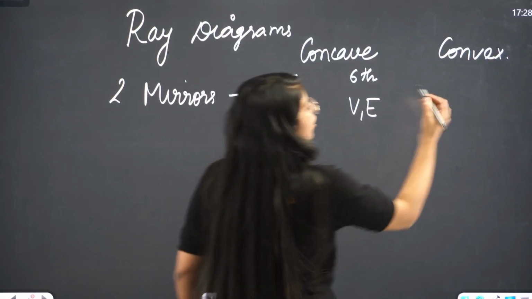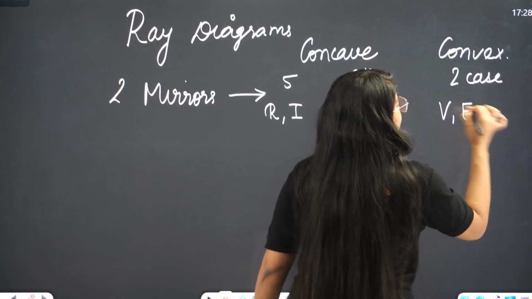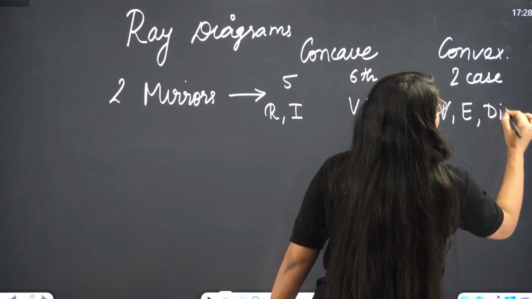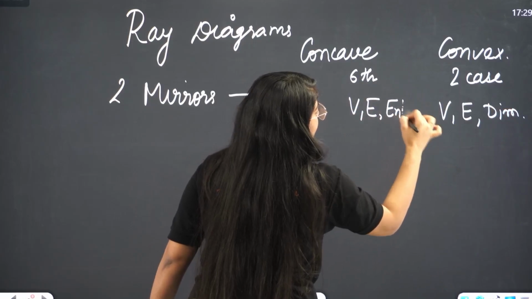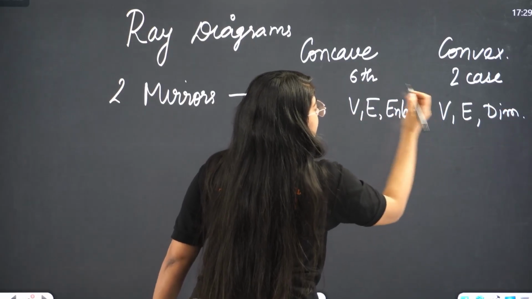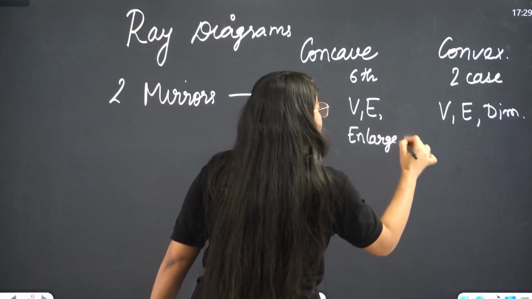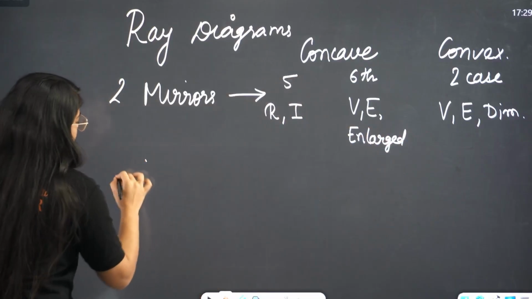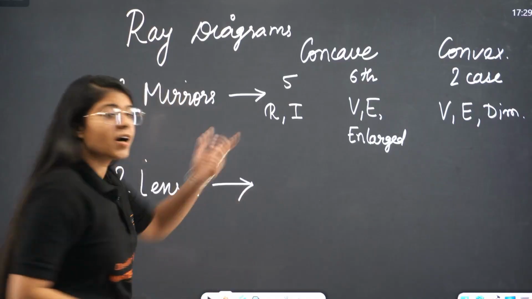Done. For convex, we just have 2 cases, and all the images are virtual and erect and always diminished. Here, in the 6th case of concave, it is enlarged, right? Let me write it down. Yes, enlarged. Now talking about lenses, on the other hand, we also have 2 lenses. They are just reverse of the mirrors.